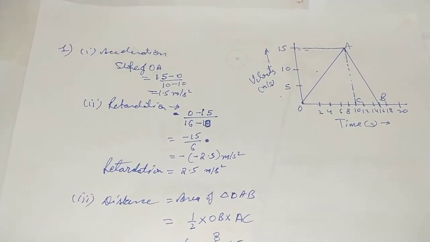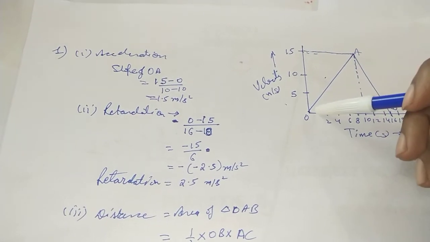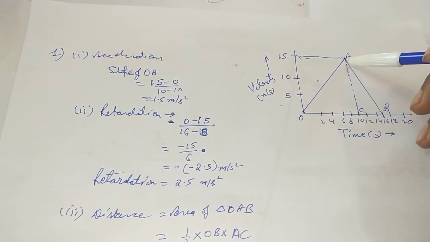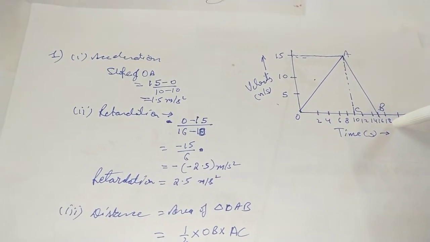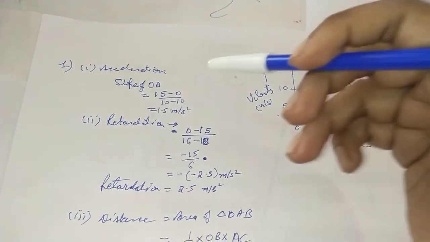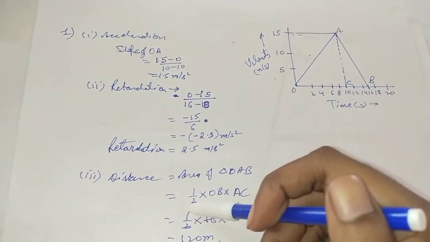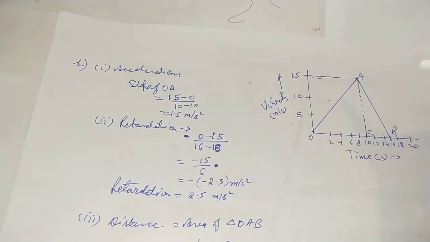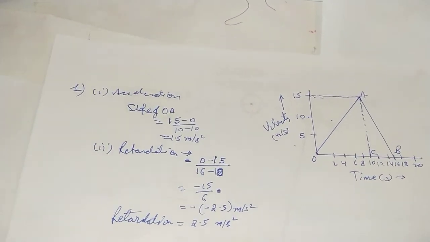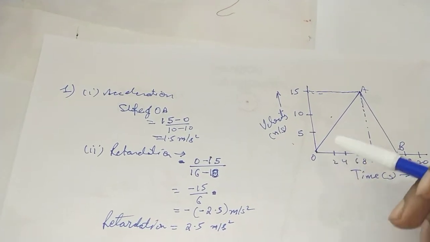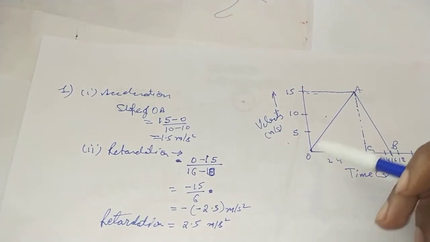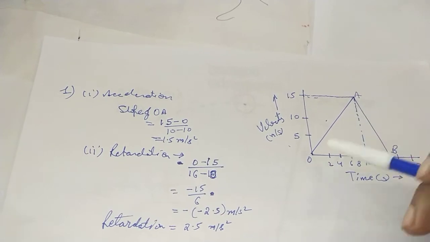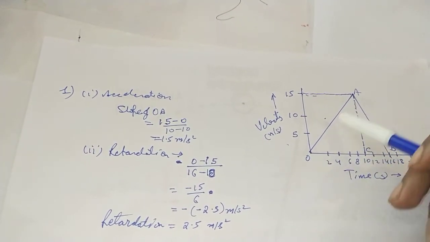Now, the next graph that we have: the object initially was at point O, then reached point A and then finally at B. What we have to do is calculate acceleration, retardation and the distance covered in this velocity time graph. Now, to calculate the acceleration, we will have to see where the velocity is increasing. That is happening only for the part OA, correct. So, that means acceleration will be only for the part OA.